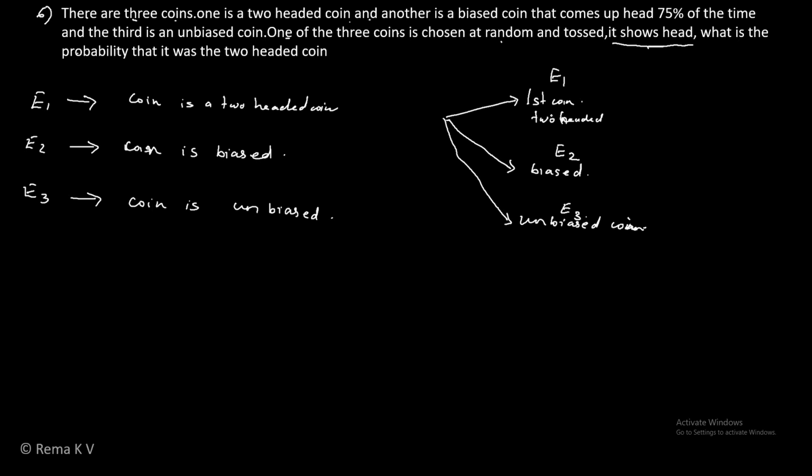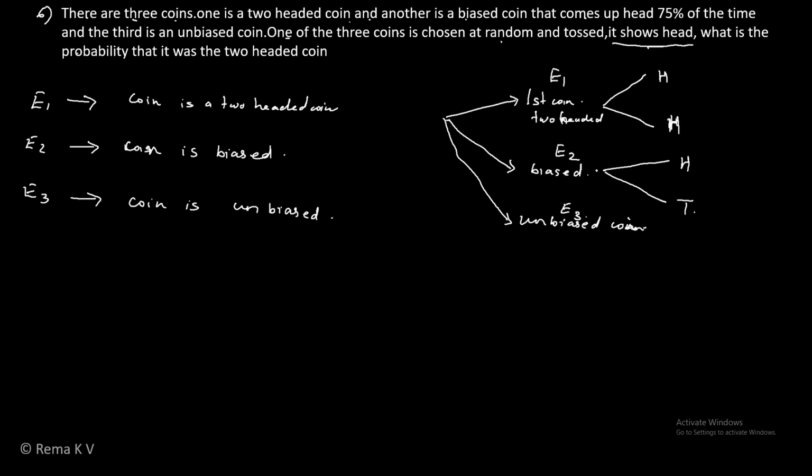Since the first one is a two-headed coin, if we toss this in both cases, we will get head. It is a two-headed coin. That means both the faces are heads. And in the second case, head and tail are there, but it comes up with head 75% of the time.